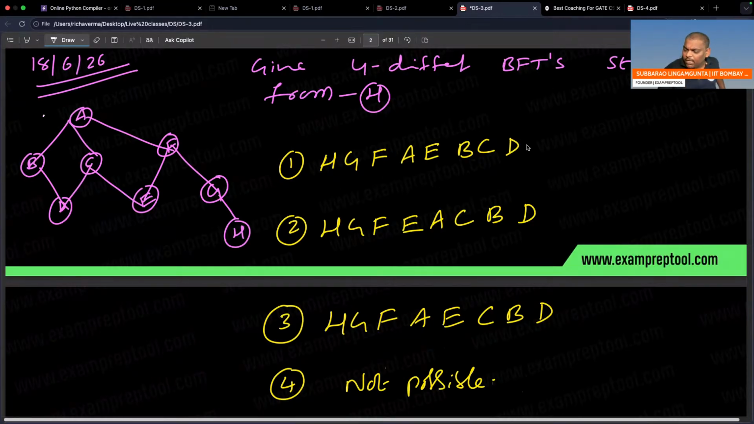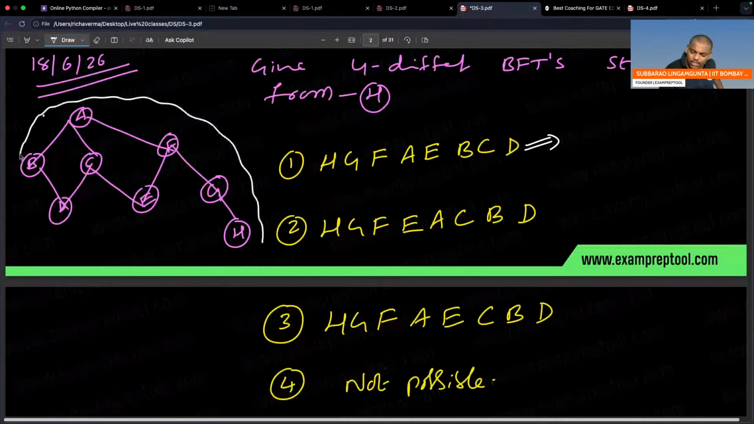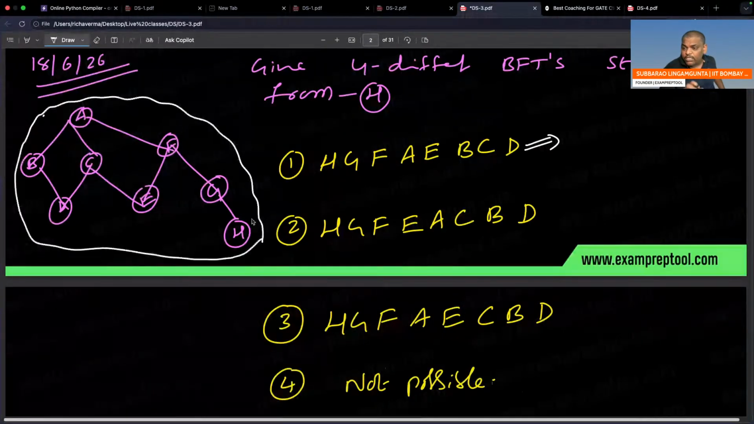Remember this: BFT is also known as level order traversal. Can you see this one? See the graph. Don't rely only on the answer options. You can look at the answers simultaneously, but the major one is the graph. See the graph, and see the first option also.